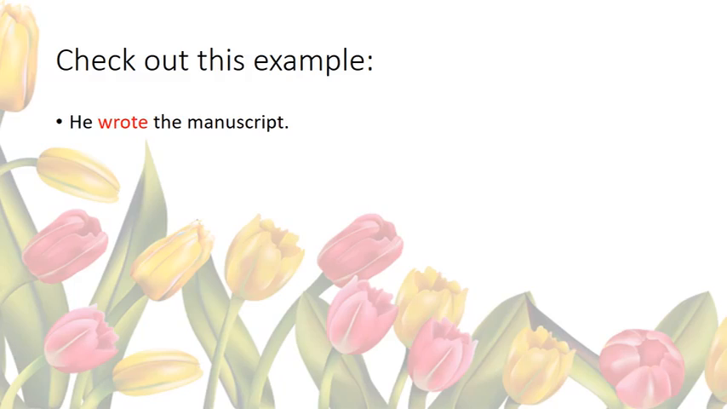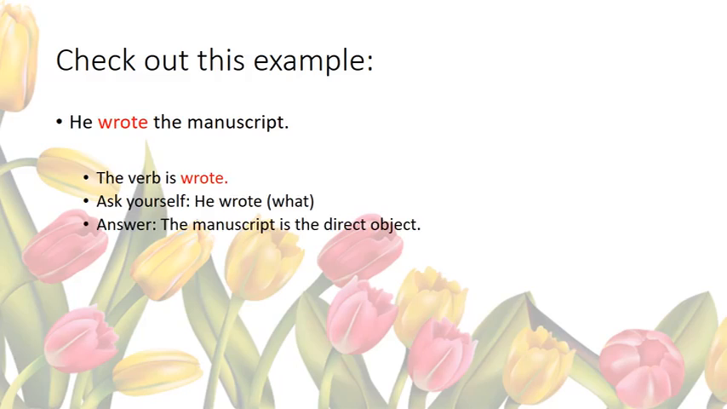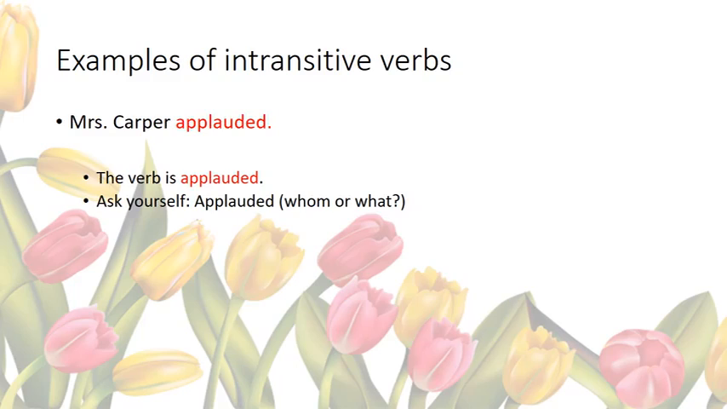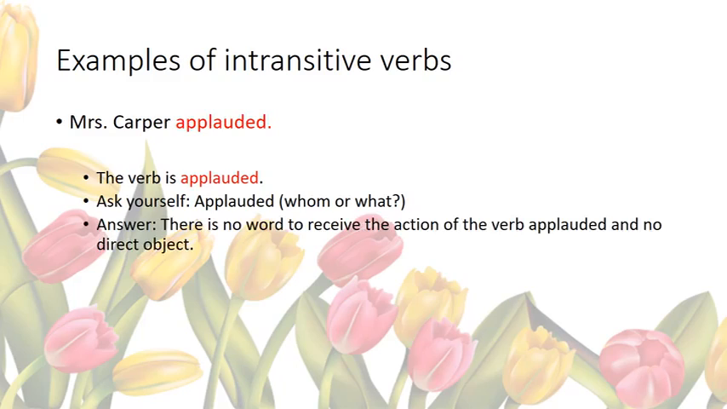Now let's check out this example. He wrote the manuscript. The verb is wrote. Now ask yourself, he wrote what? The answer will be the manuscript, which is the direct object. Therefore, wrote is a transitive verb. Another example for intransitive verb. Mrs. Carper applauded. The verb is applauded. Now ask yourself, applauded whom or what? There is no word to receive the action of the verb applauded and no direct object. Therefore, applauded is an intransitive verb.